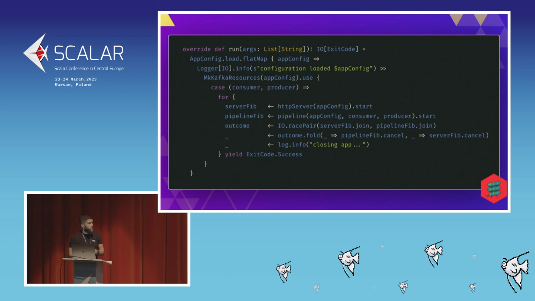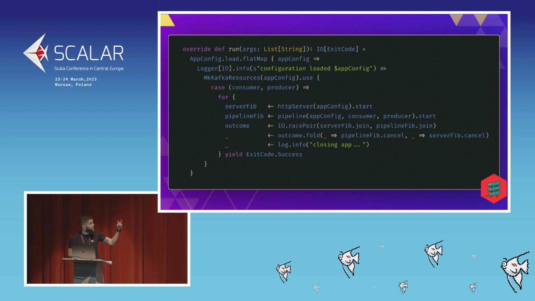Without raceBoth, one of our fibers can fail, and another one can keep running. And again, it depends on the use case, but we just want to be aware of that and maybe shut down the whole application if one of our components in the app is not working. So raceBoth gives us a way to react on a fiber termination how we want.